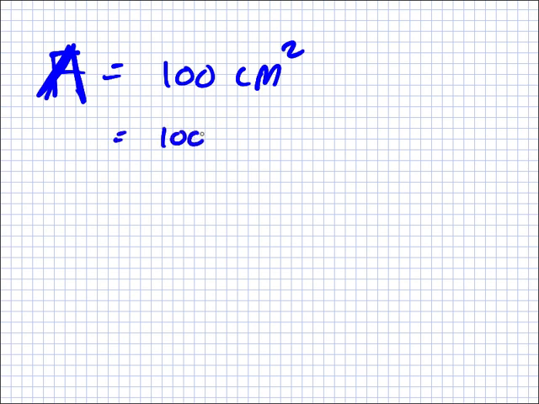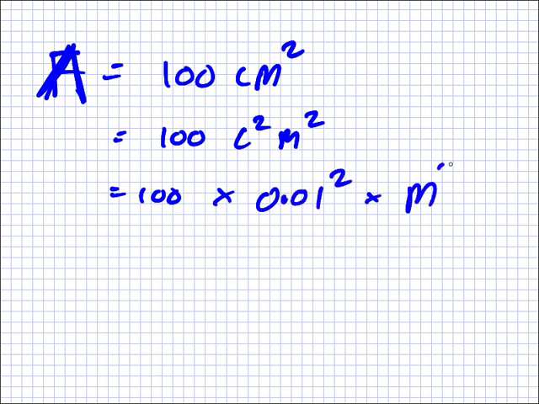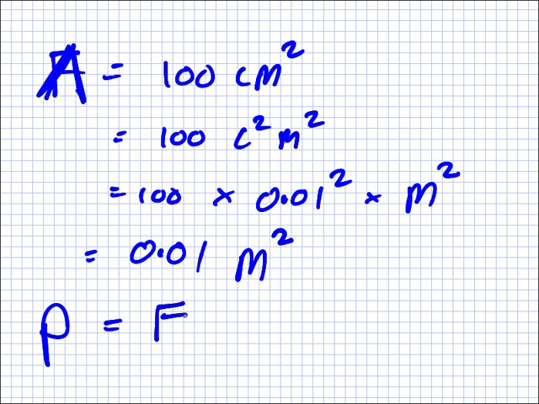So first, let's take care of the area. It's 100 centimetre squared. That's no good, right? We want it to be metre squared. So that's 100 times 0.01 squared times metre squared. I'm wrong. So, you could be right, Dorian. What's that? 10 to the minus 4, isn't it? 1, 2, 3, 4. Is that 0.01 meters squared?